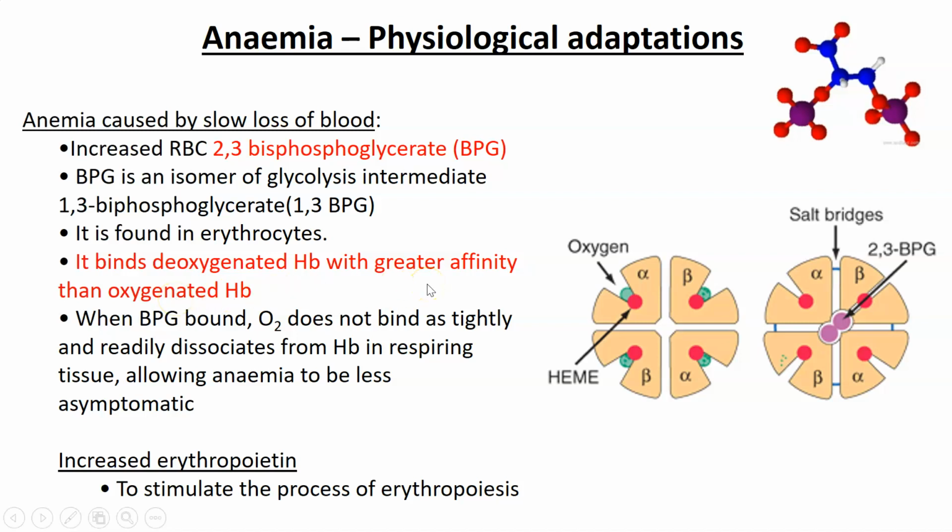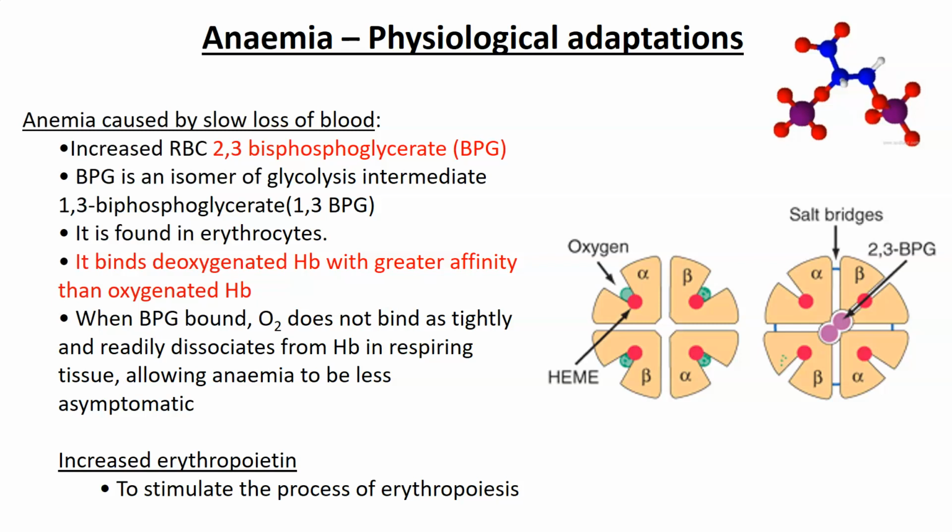Okay, now that's important to remember, because when BPG or 2,3-bisphosphoglycerate binds to hemoglobin, O2 simply doesn't bind as tightly to the hemoglobin. So if you consider your red blood cells with this oxygen bound and they're being delivered to cells, until there's a certain level of acidity in the red blood cells, the oxygen doesn't come off.